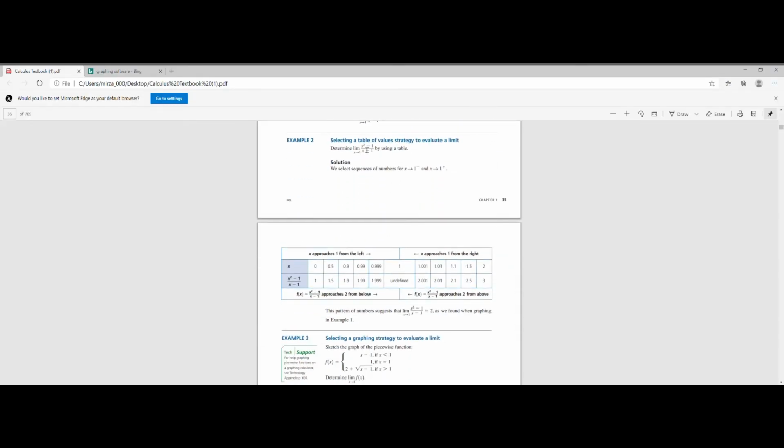So selecting a table of values strategy to evaluate a limit. So we are given that same function, but this time we're going to use this chart. So I'm going to open an Excel.